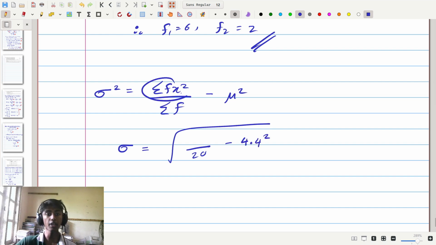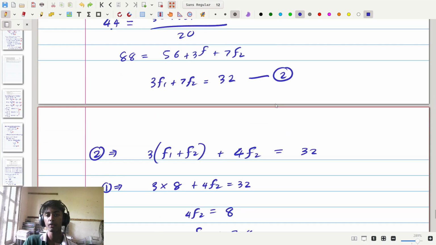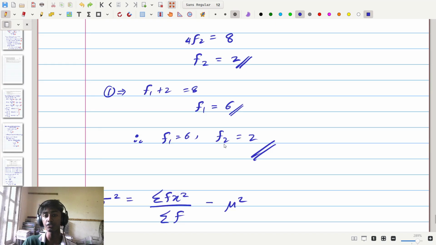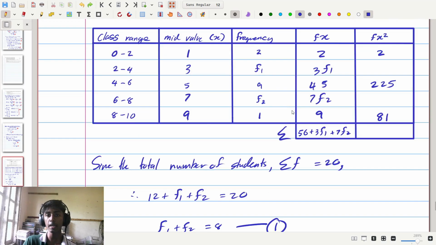Now let's go back to the table and try to find the value of sigma fx squared. Going up, we can use the value of f1 equals 6 and f2 equals 2. In the table, we have 3f1 here and 3 here, and multiplying them, this value is going to be equal to 9f1. Since f1 is equal to 6, the value here is 9 times 6, which is 54. For this value here, f2 is equal to 2, and therefore we have 2 times 7, which is 14, times 7 again, which is 49 times 2, which is going to be equal to 98.